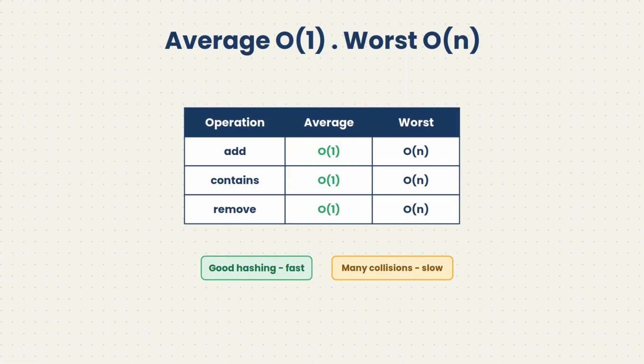In the average case, adding, searching, and removing values from a hash set take constant time, which is O(1). But in the worst case, if many values fall into the same bucket, performance can become O(n). Good hash functions help reduce collisions.